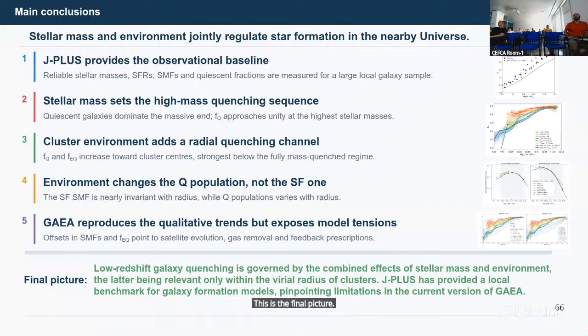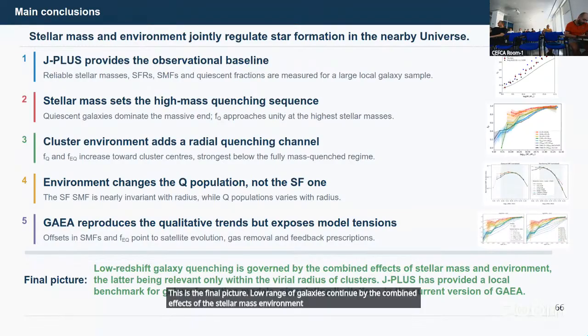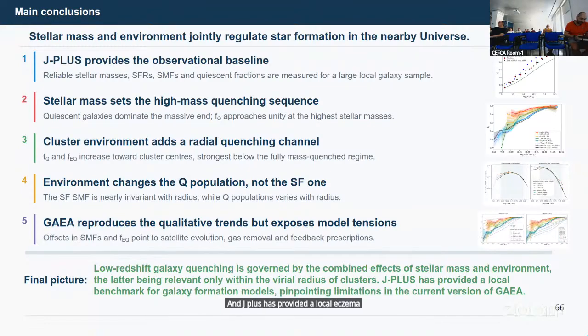Low-redshift galaxy quenching is governed by the combined effects of stellar mass and environment, and it will be relevant only within the virial radius of clusters. And J-PLUS has provided a local benchmark for galaxy formation models, with different limitations in the current version. Yeah. Thank you.